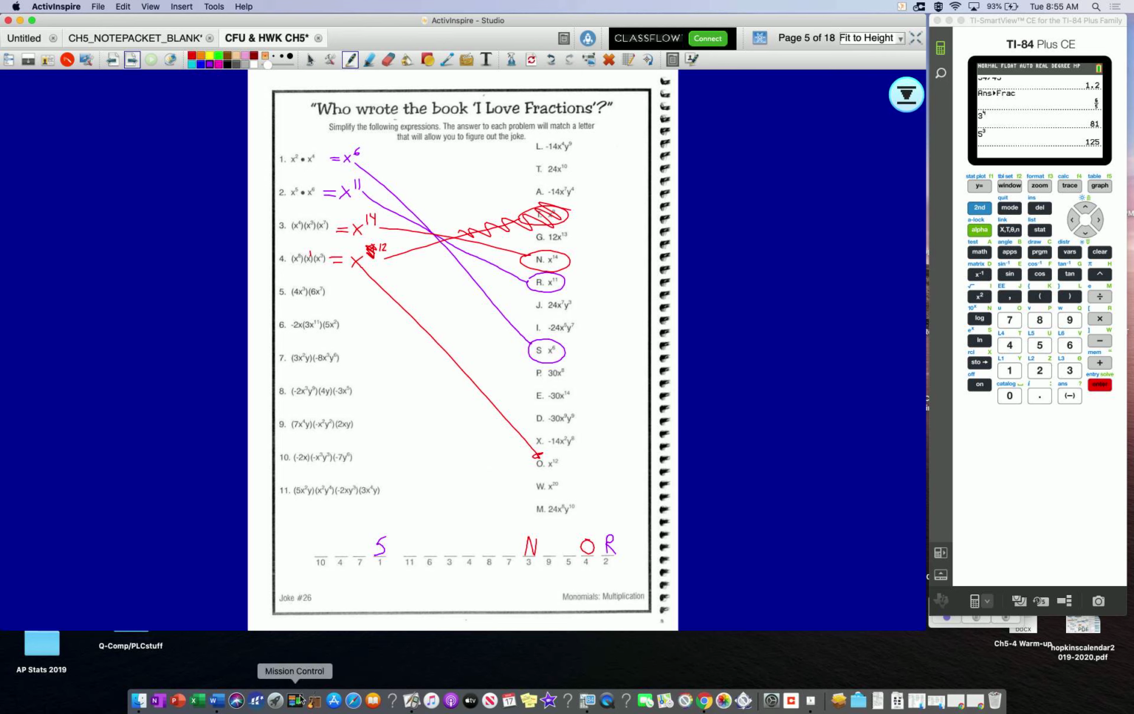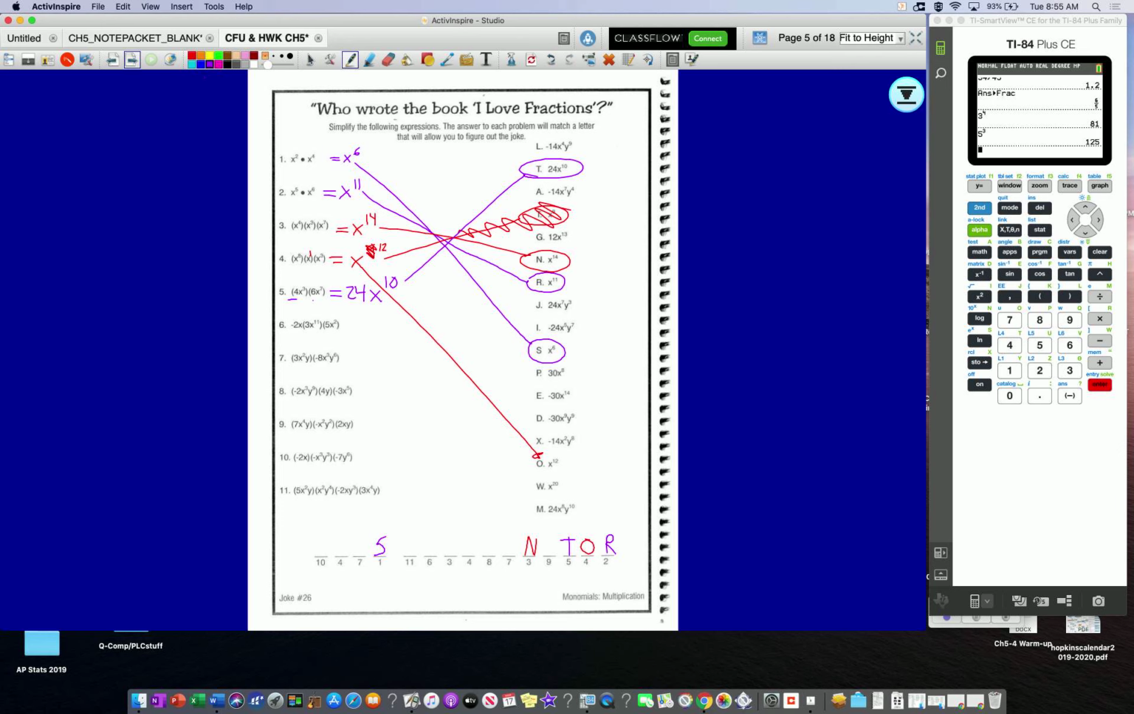All right, switching back colors. So here I go 4 times 6 is 24. X to the 3rd, x to the 7th makes x to the 10th. So 24x to the 10th is a t. So for 5, we put a t.